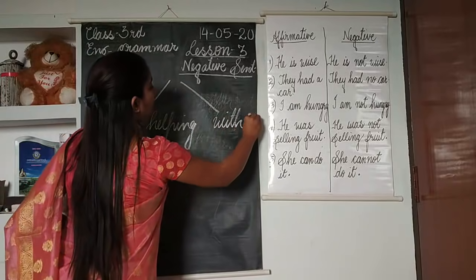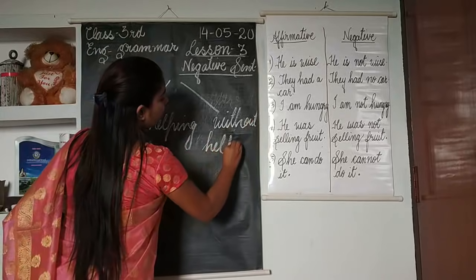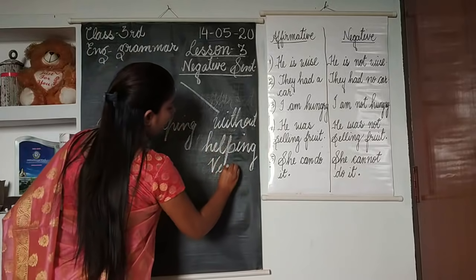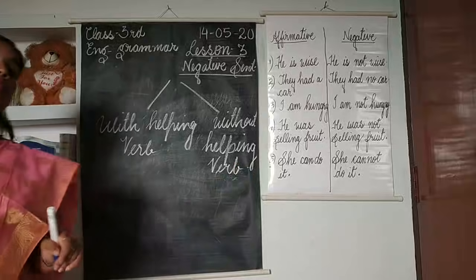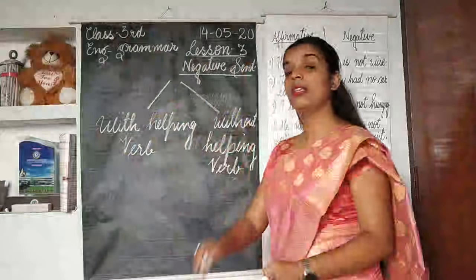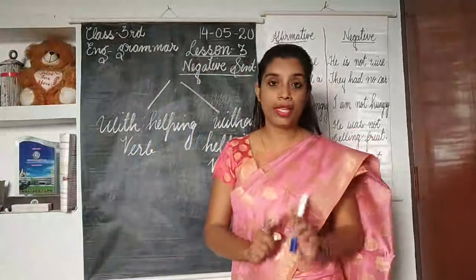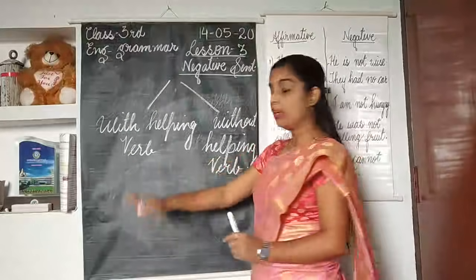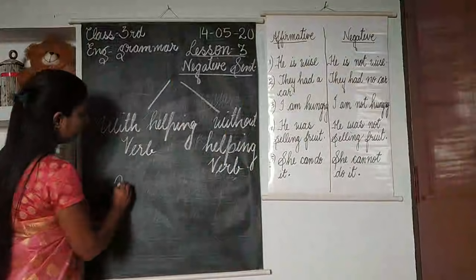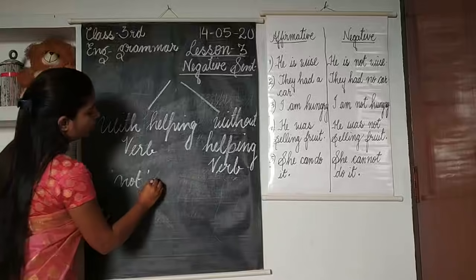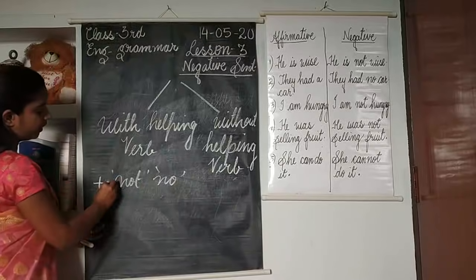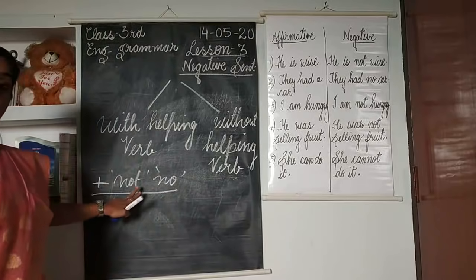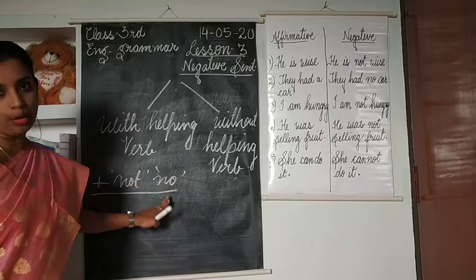Now see children, sentences which have a helping verb in them can easily be converted into negative sentences simply by adding not after the helping verb. I told you in my previous session also. Simply by adding not or no, you can change an affirmative sentence into a negative sentence. After the helping verb, you need to add not or no.